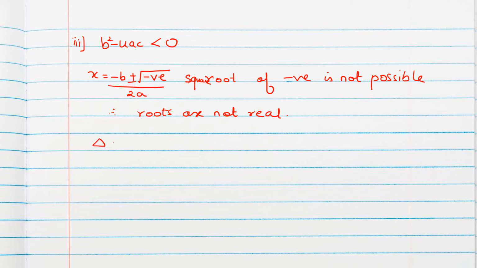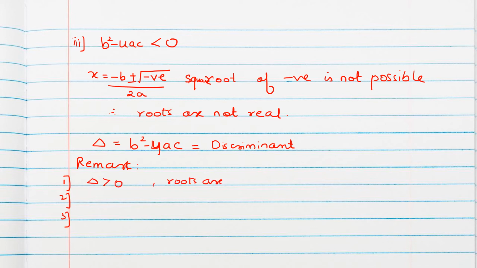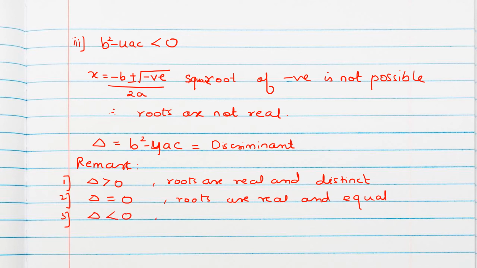Now this value is called delta. We denote this value b square minus 4ac as delta, which is called the discriminant. So we can write a remark according to the first, second and third cases. If delta is positive, roots are real and distinct. If delta equal to 0, roots are real but equal. And if delta is negative, roots are not real.